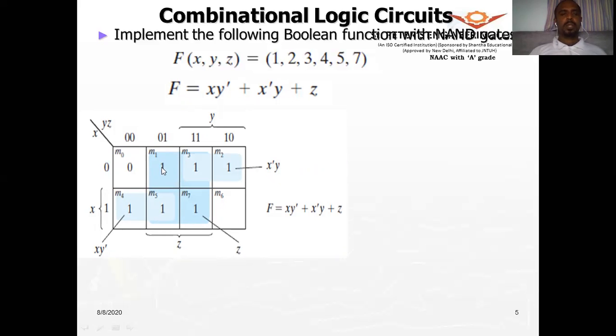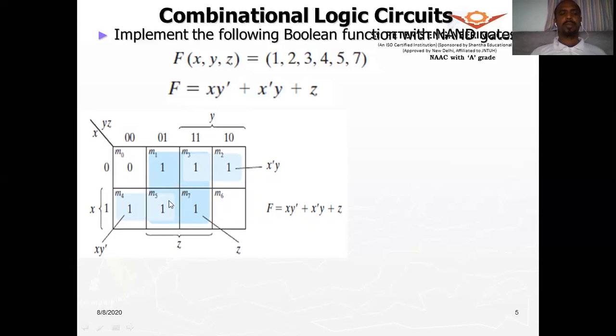So here you can see that it is for M1, M2, M3, M4, M5, and M7. And you know, from the rules of the Karnaugh map, I can do a grouping of 2, 4, 8, and so on. I can't do 6, and there is no rule for grouping diagonals, right? So I hope you recall and remember all those rules for grouping.